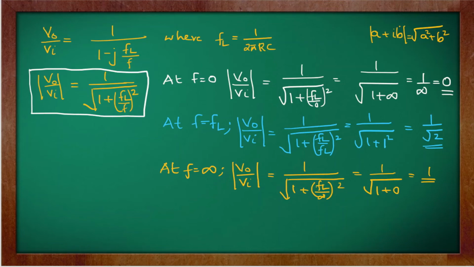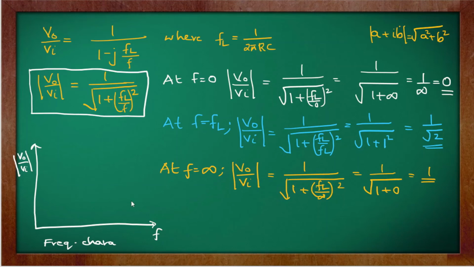So let me plot this. Along the y-axis, I will plot the magnitude of V naught by Vi, and along the x-axis, frequency. This is called the frequency response, the frequency curve. Frequency curve means magnitude versus frequency, magnitude along the y-axis and frequency along the x-axis.